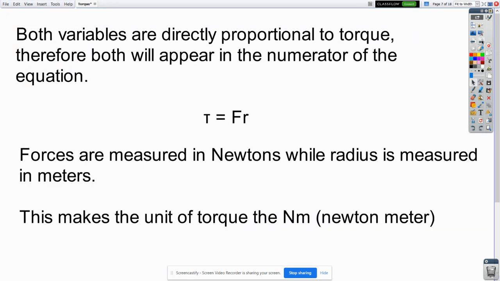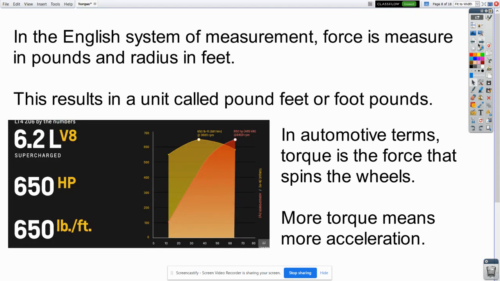Both variables are directly proportional to torque, therefore both will appear in the numerator of the equation. Remember, anytime there's a directly proportional relationship, when we look at the equation that contains those variables, we'll find those variables in the numerator. If it's an inversely proportional relationship, you'll find those variables in the denominator. Forces, F, are measured in newtons in the metric system, and radius is typically measured in meters in metric. So when we combine the newtons and meters together, we basically just get a unit called the Newton meter, capital N, lowercase m, Newton meters.